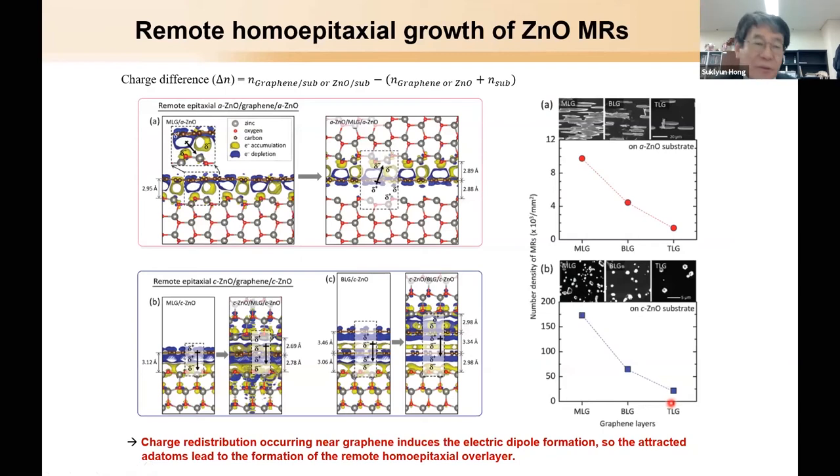And to understand the underlying mechanism of remote homoepitaxy, we did DFT calculations to obtain the charge difference. In this structure, the heterostructure has one monolayer of graphene and a zinc oxide substrate, and also contains the zinc oxide overlayers. Now you can find the charge redistribution occurring near the graphene layers, which induces electric dipole formation. So the attractive atoms make the remote homoepitaxy possible. And in the figure on the right-hand side, you can see that remote homoepitaxy can be possible up to three layers of graphene.